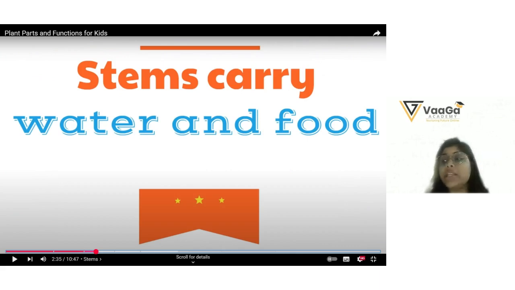Now, what do stems do? Stems carry water and food. Stems carry water and food. Now, how? Because roots carry water and the nutrients from the soil. Roots send that water and nutrients to the stem. So stems carry water and food from the roots, and send it to the whole plant. So you have to say what stems carry.